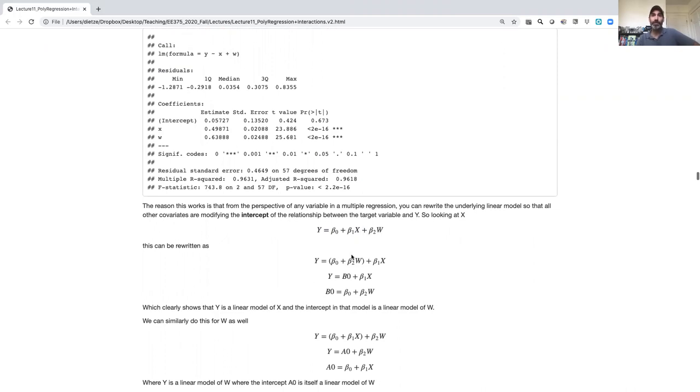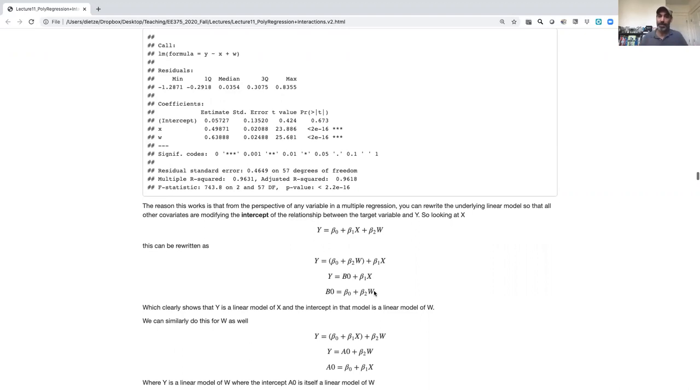Note that if I'm focused on X, I can rewrite this. I can put parentheses around the intercept and the W term, and then turn that into some new variable B0. And I can have a model that says Y equals B0 plus beta 1 X. So Y is clearly a linear model of X, but now the intercept B0 is itself a linear model of W.